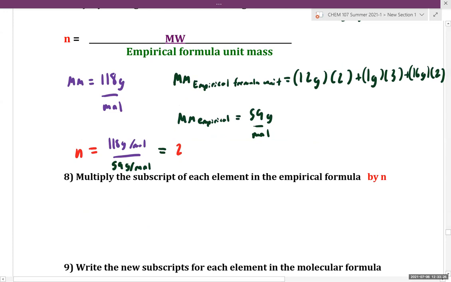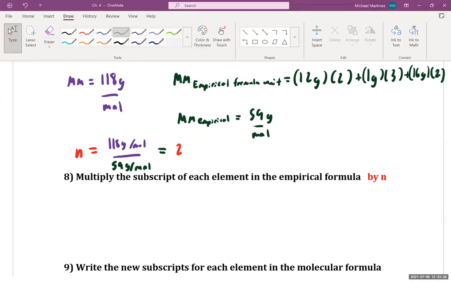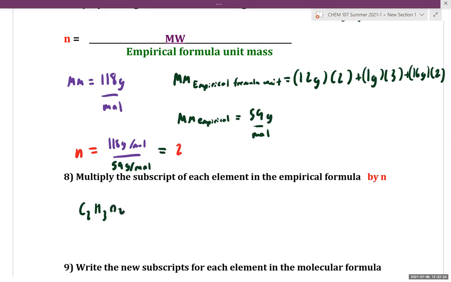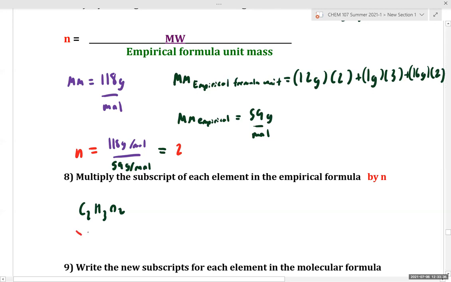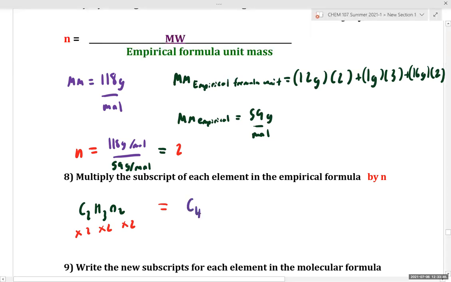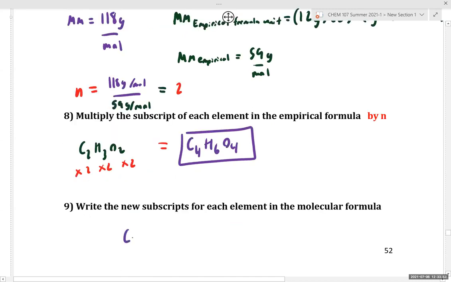Finally, we multiply each of our subscripts in the empirical formula by N. So we have C2H3O2. We multiply each of these subscripts by N, and that in turn gives us a molecular formula of C4H6O4. And we just rewrite that final formula.